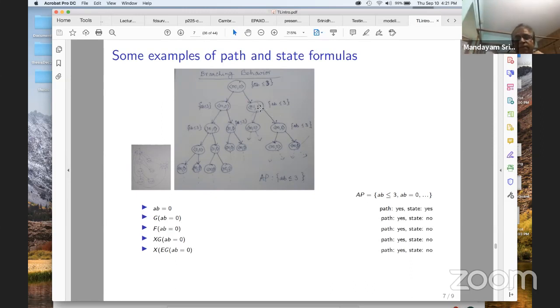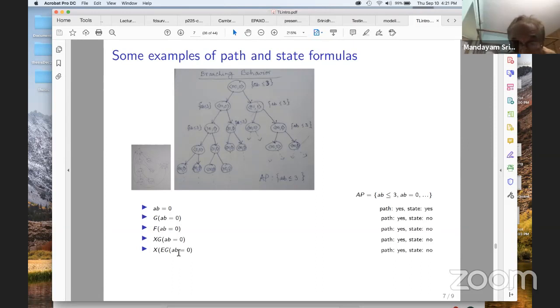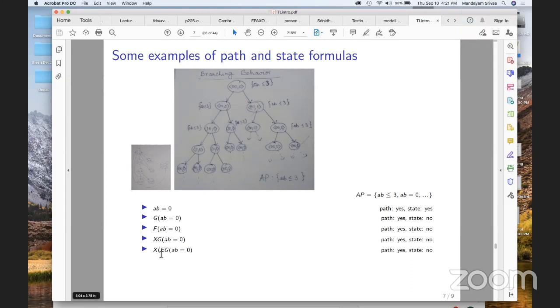EG AB is equal to 0 is a state formula, right? Correct. AB is equal to 0 is a state formula, and EG can be applied to it. EG applied to AB equal to 0 is also a state formula. But here I can interpret it as a path formula, saying that on the path's first state, the state formula holds good. So is that a state?